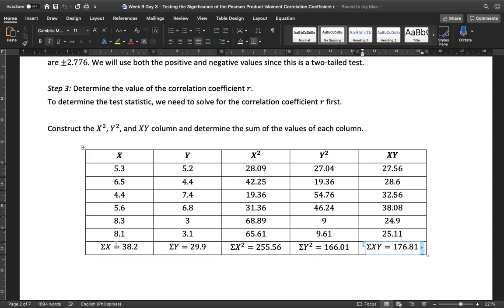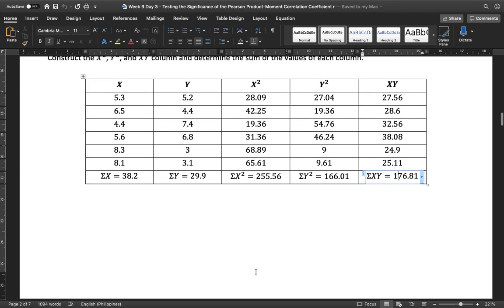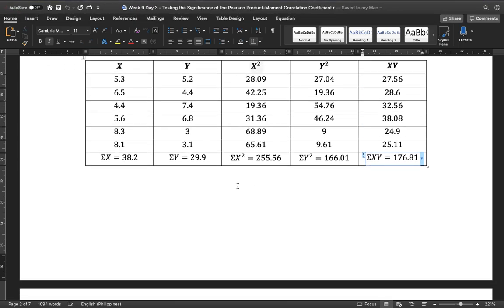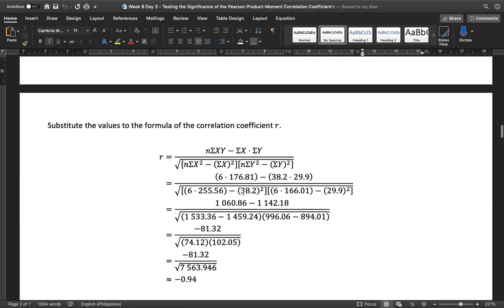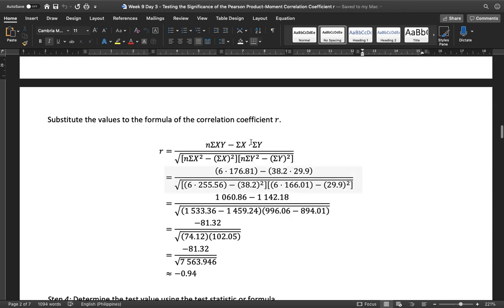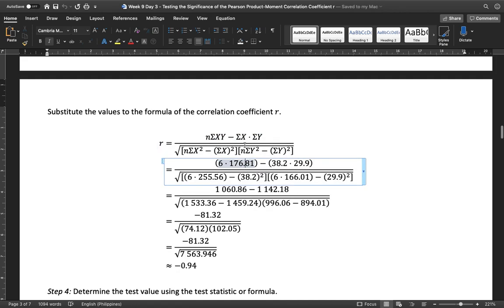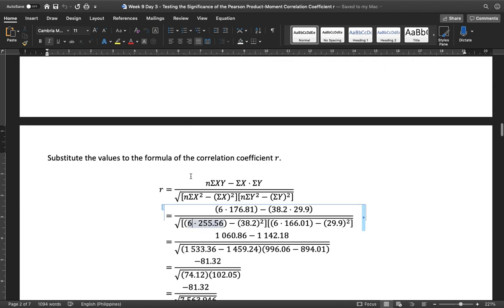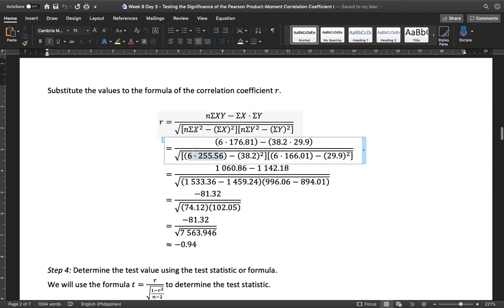Now that we have the summation of values of each column, we compute for the correlation coefficient R. So we use the formula, yung medyo mahabang formula. N is 6. Summation of xy is 176.81. Summation of x, 38.2. Summation of y, 29.9. N, again, is 6. Tama naman so far. Summation of x squared, 255.56.